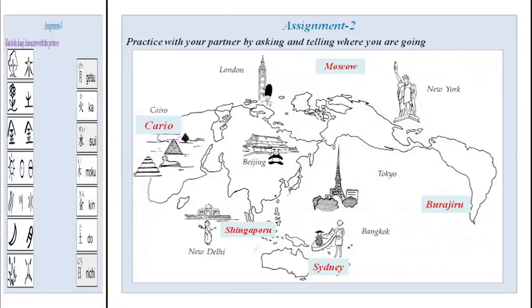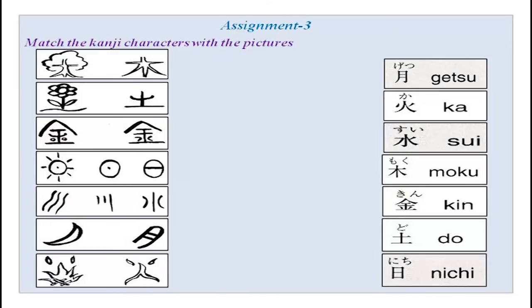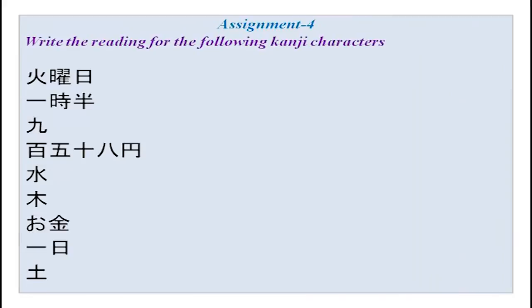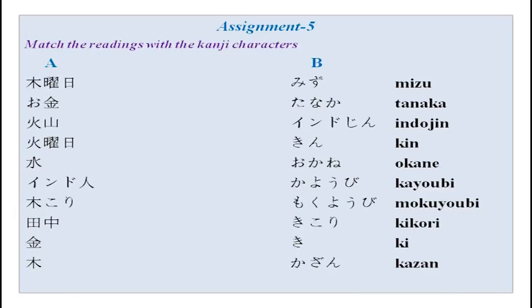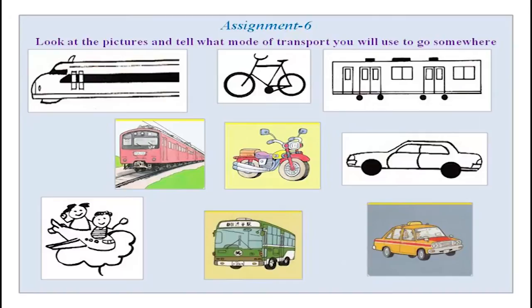Now, these pictures we have done here in class, these are listed over here, 1, 2, 3, 4, 5, 6 and 7. The days of the week are given over here, so you have to just match the kanji characters with the pictures. Then write the readings for the following characters, like your previous exercise in the previous lesson. And of course, over here you have to match the readings with the kanji characters. Okay, there's another one for you. Look at the picture and tell what mode of transport you will use to go somewhere. So, as we did this particle de here in class, you can use that particle, ask your partner, or you could try on your own as well.